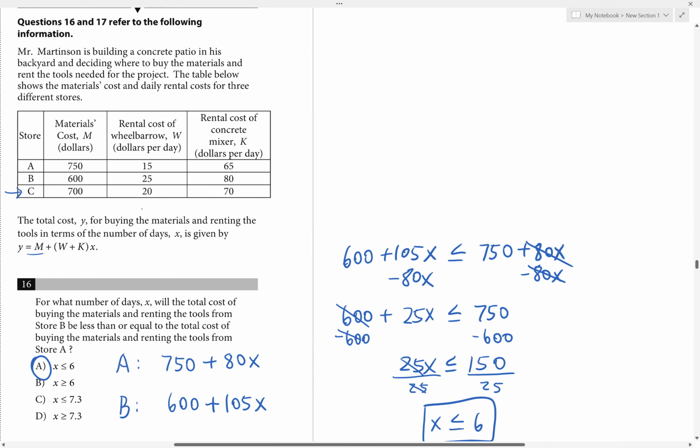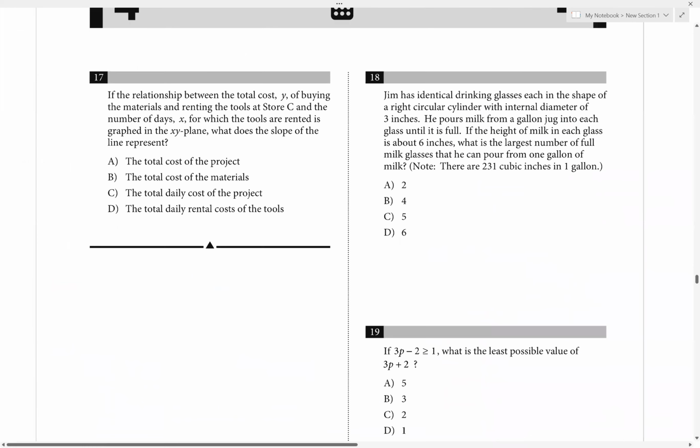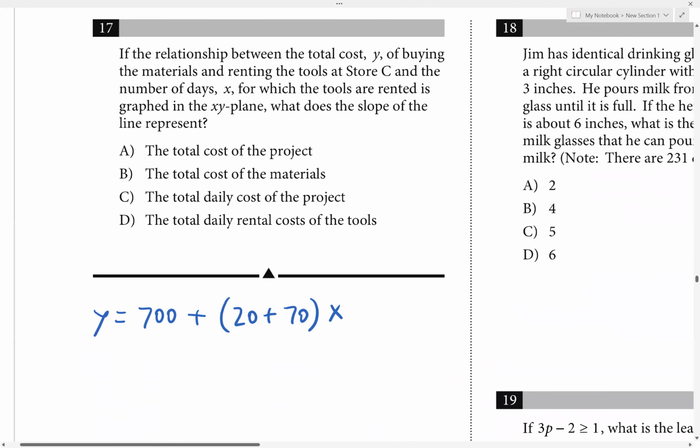Okay, so to write out the equation, it will be 700 plus 20 plus 70 times X. Okay, so that's the equation here. And we could add these two together and rewrite this. So the equation will be 700 plus 90x. Okay, so that's our equation.